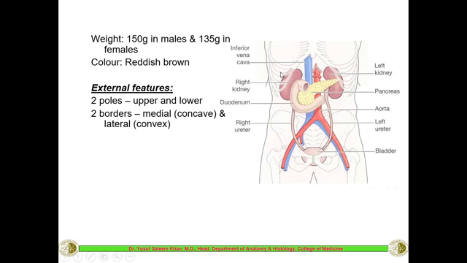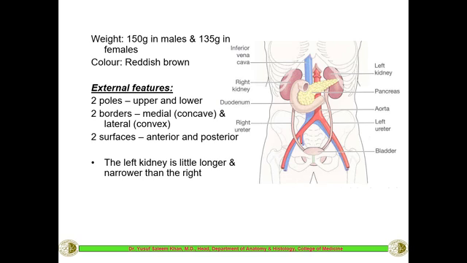Here also you can see the concave border as well as the convex border. So there are 2 borders, 2 poles and 2 surfaces: the anterior surface and the posterior surface. The posterior surface is the surface on which the kidney lies, so the bed of the kidney is on the posterior surface, and here is the anterior surface. So the 2 poles are the upper and lower pole, the 2 borders are the medial and lateral border, the medial border is concave and the lateral border is convex, and the 2 surfaces are anterior and posterior.